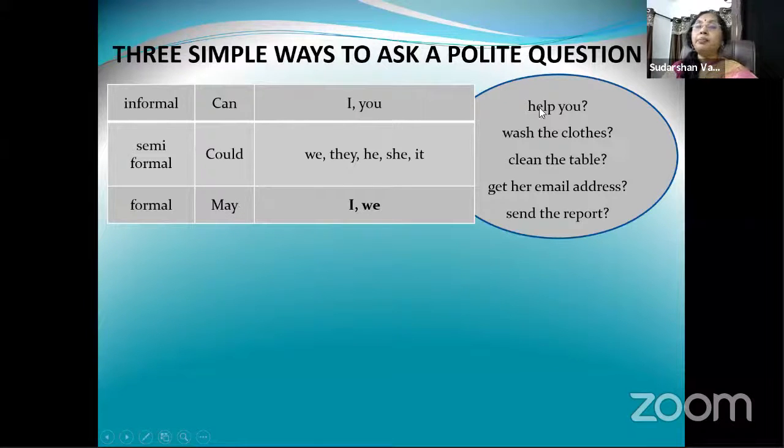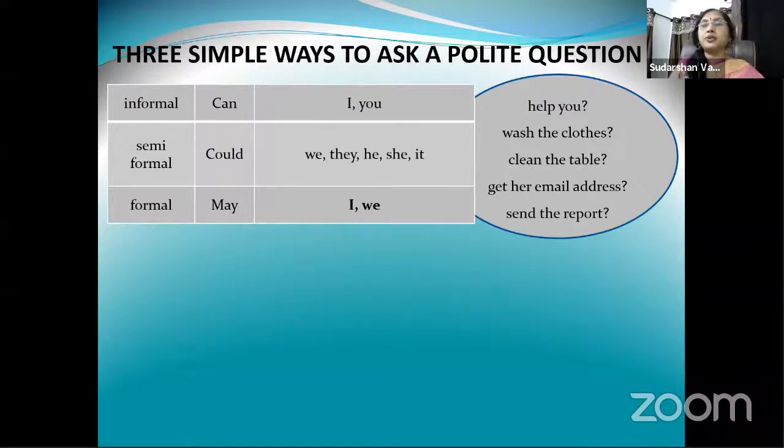May I help you? May I wash the clothes? May I clean the table? For example, you are talking to an elder. And if you want to use English, may I wash the clothes? May I clean the table? May I get her email address? May I send the report? All these are okay with me, depending upon the person to whom you are speaking.